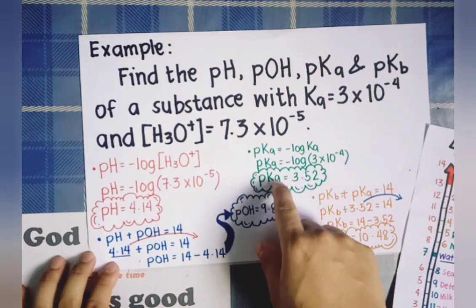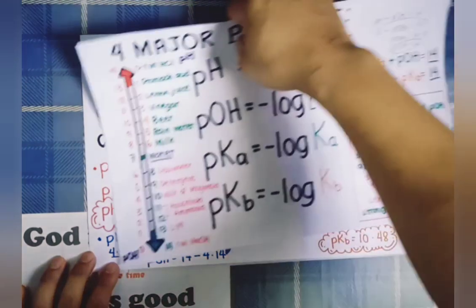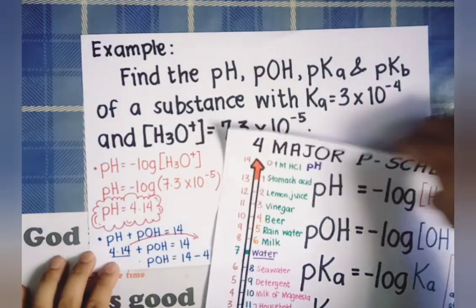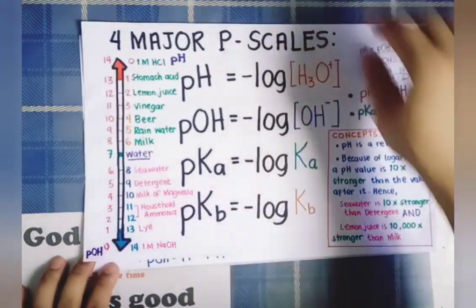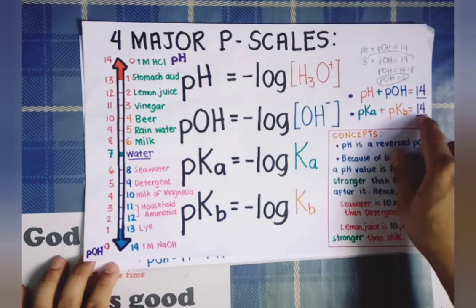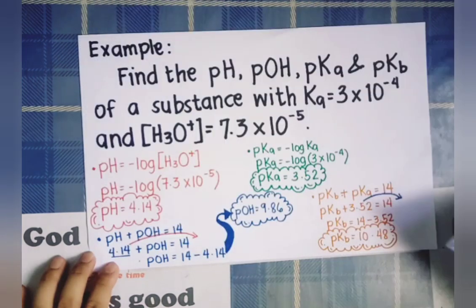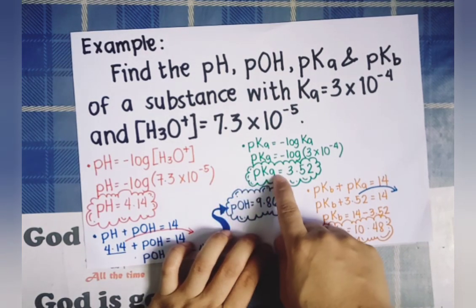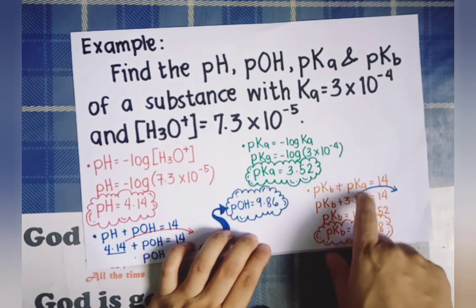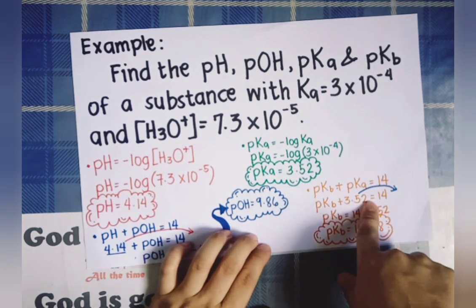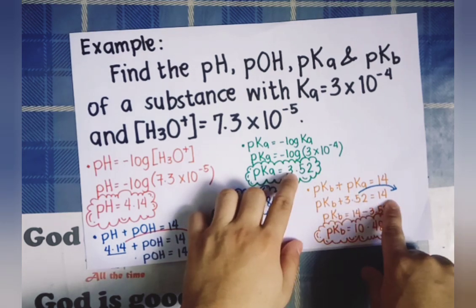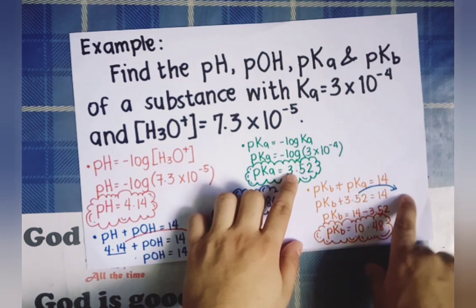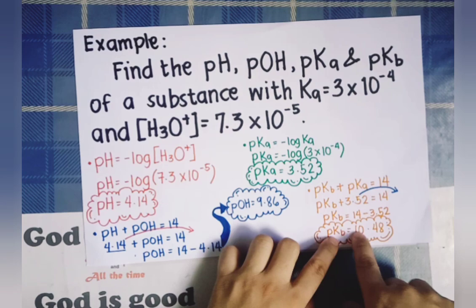How about for the pKb? For the pKb, we cannot use the direct formula, because we don't have Kb given here. But we can use the formula pKa plus pKb is equal to 14 to find the pKb. We just substitute the value for pKa that we obtained a while ago. So pKb plus 3.52 is equal to 14. pKb is equal to 14 minus 3.52. We transpose 3.52 to the other side of the equation. So pKb is equal to 10.48.